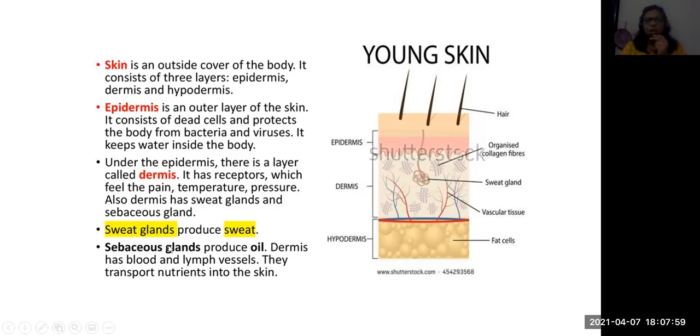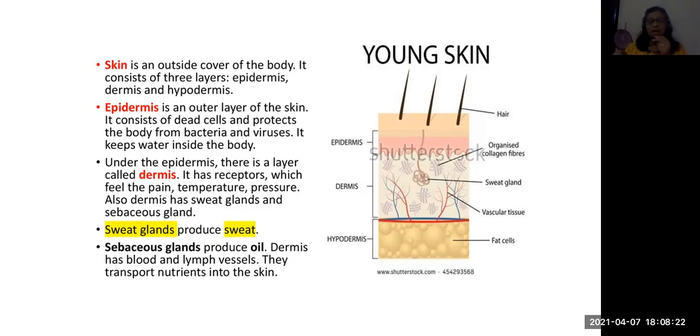And it has receptors. That means pain receptors, temperature receptors, and pressure receptors, which will show the pain and show the difference of the temperature outside and inside. Okay, these receptors are all present in the dermis part only.